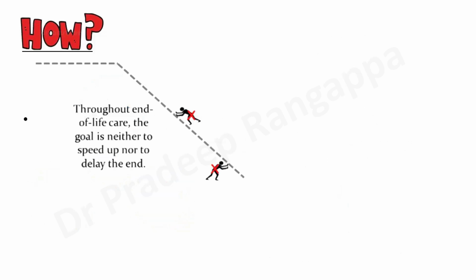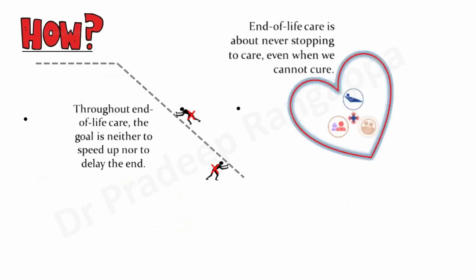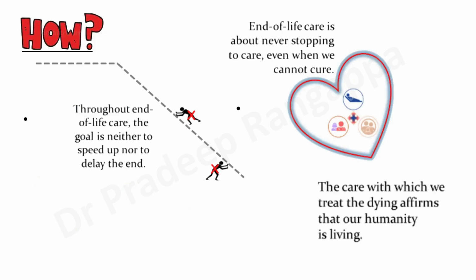So the whole intent of palliative care is not to hasten the death, at the same time, not to slow down the whole inevitable end that is going to happen. So it is a fine line between not hastening and not delaying, or allowing the patient to undergo a lot of distress and pain. So throughout end of life, the goal is neither to speed up nor to delay the end. So end of life is not about stopping care. It is about giving more comfort and making the suffering less. So the care with which we treat the dying affirms that our humanity is living.